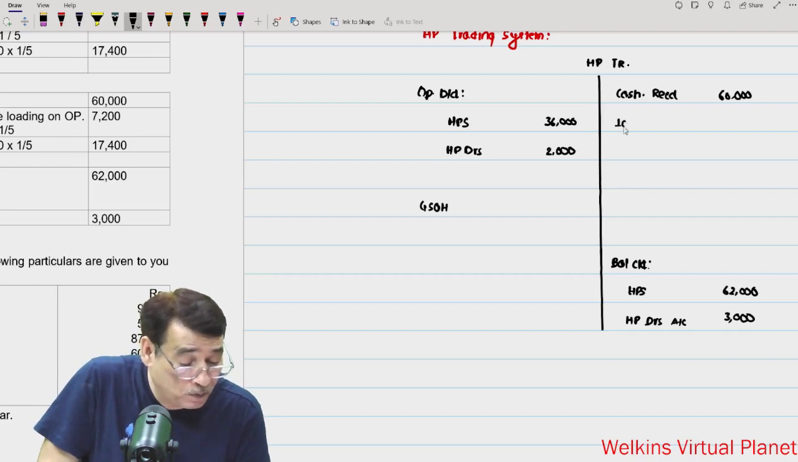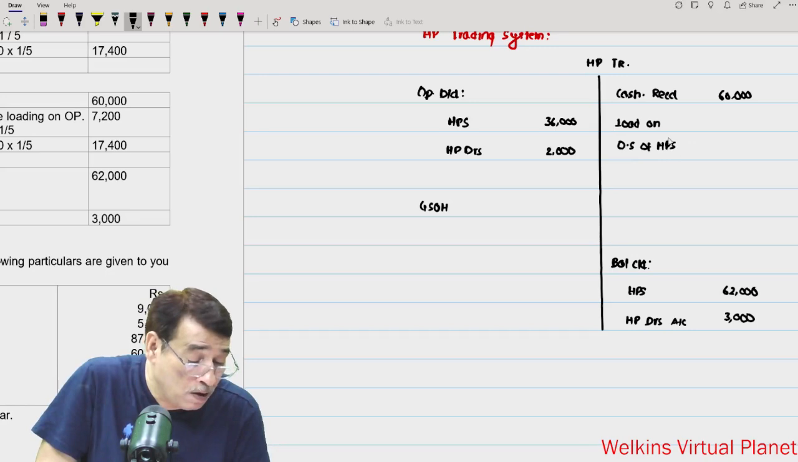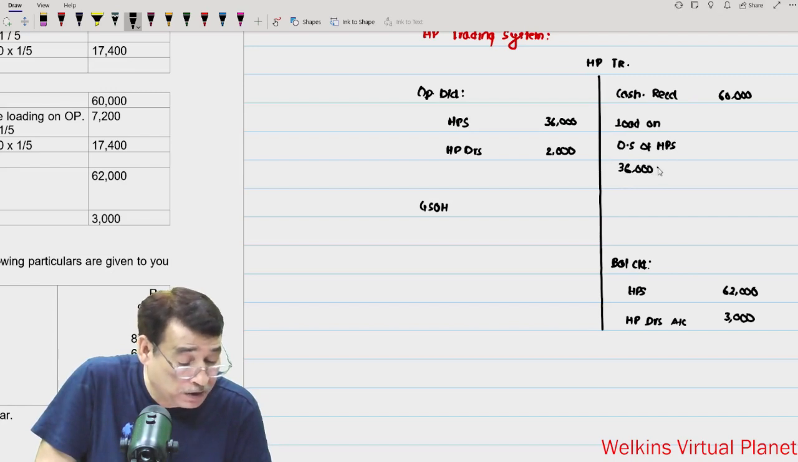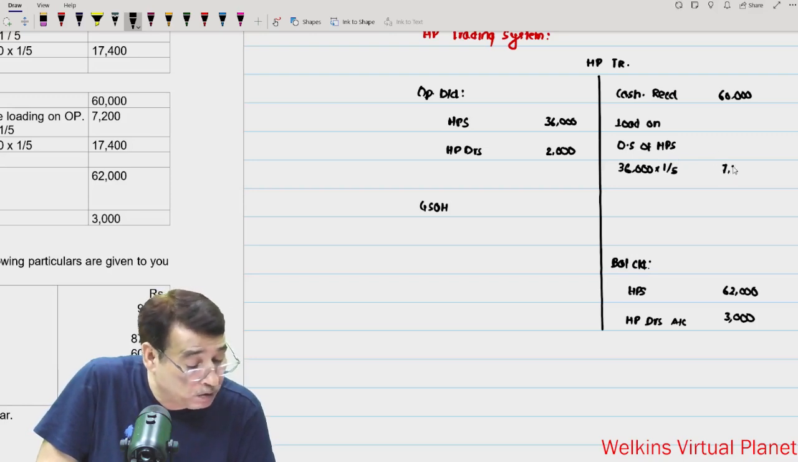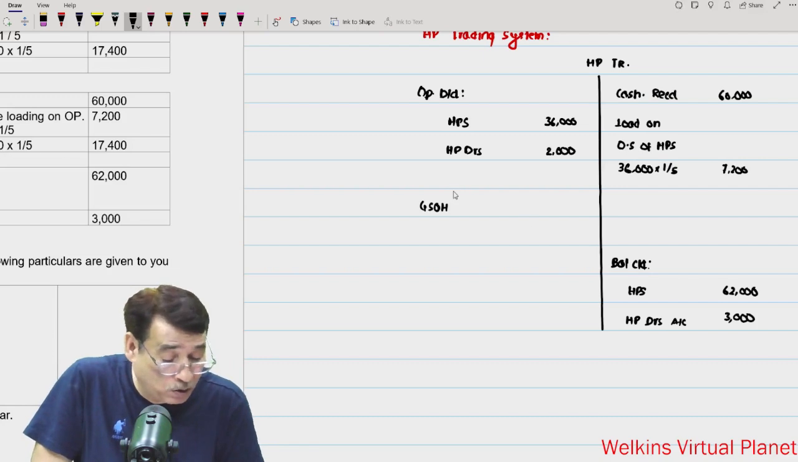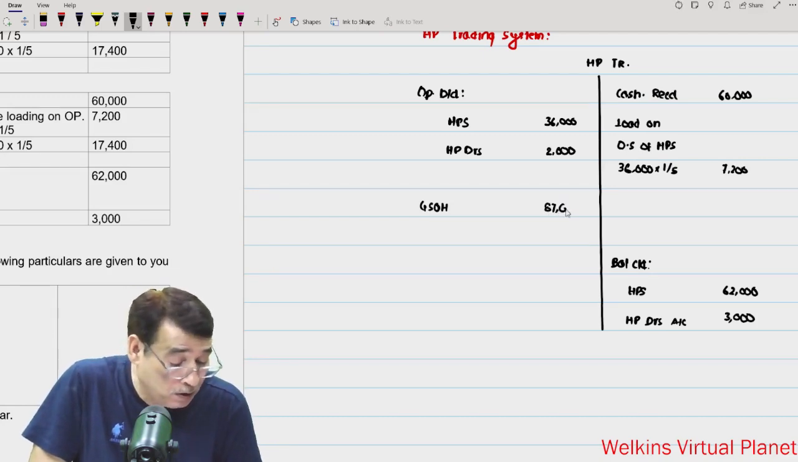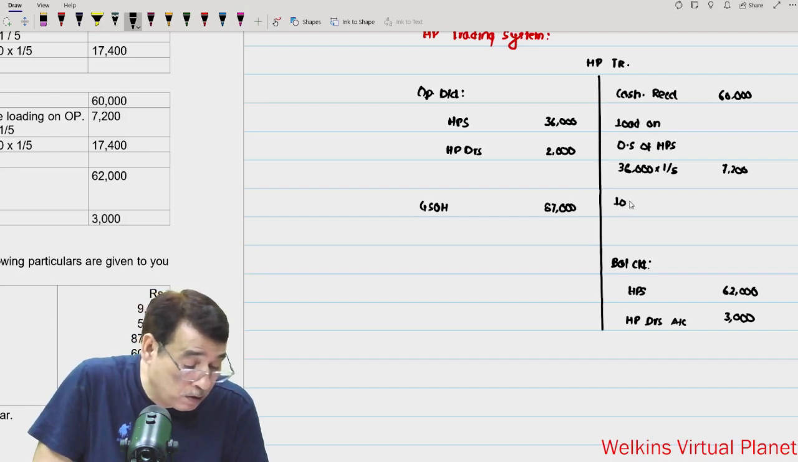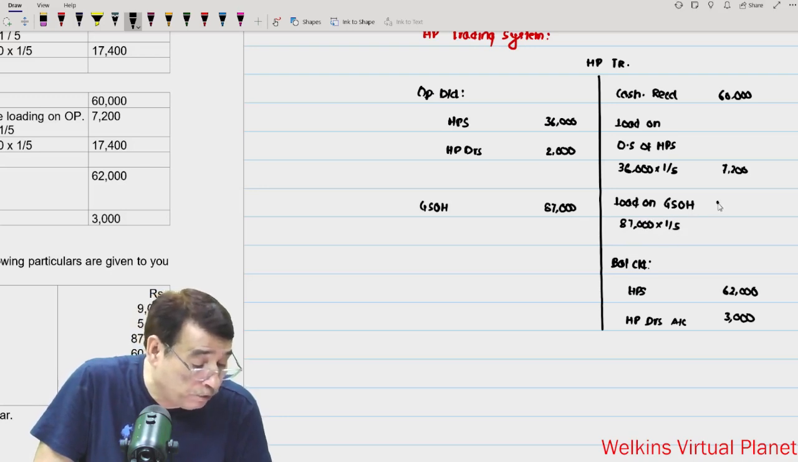Loading on opening stock of hire purchase stock account is 36,000. If you take the loading, that is equal to 36,000 into 1 by 5, 7,200, which we have already computed. Similarly, goods sold on hire, we haven't written 87,000. And its loading will be written, load on goods sold on hire, that is 87,000 into 1 by 5, sorry, 17,400.